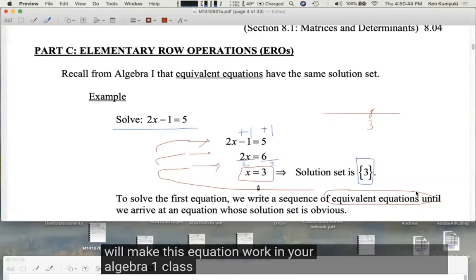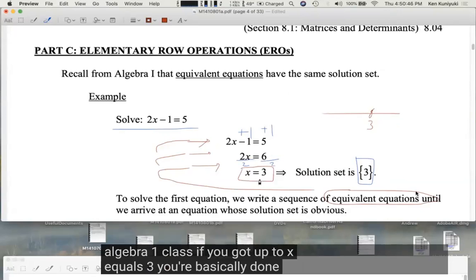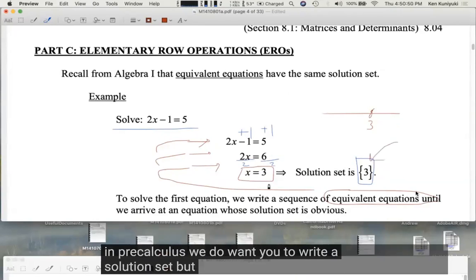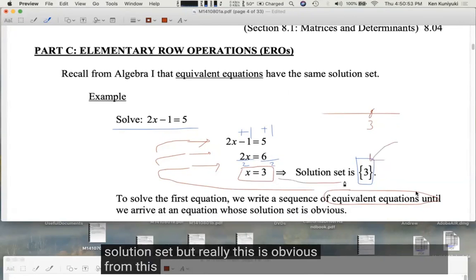In your Algebra 1 class, if you got up to x equals 3, you're basically done. But now in pre-calculus, we do want you to write the solution set. But really, this is obvious from this.